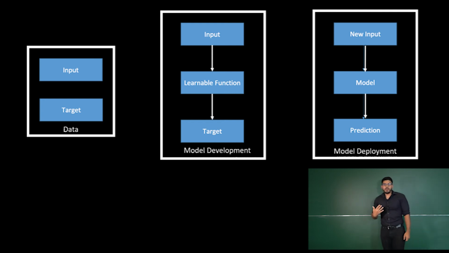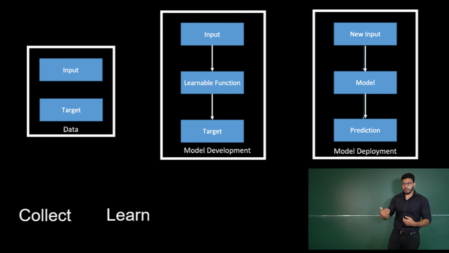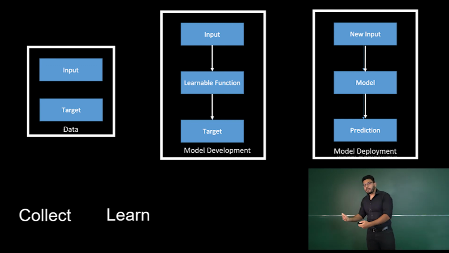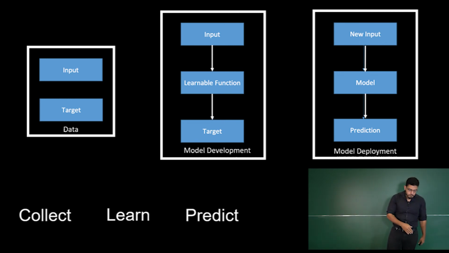So we have three keywords that summarize these three phases. The first one is collect: you collect the data. The second is learn: you learn from the data how to map the input to an output. And at the end, you have the prediction, where you see a new input and try to make a prediction out of it. Now, with these keywords introduced, there are some challenges that we need to address.